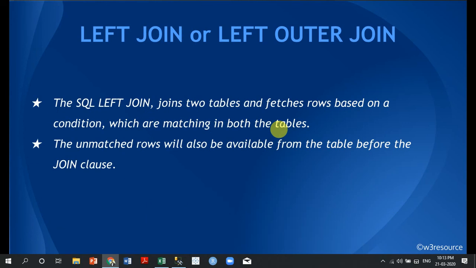Now moving towards the next, the left outer join. Instead of inner join, we are going to discuss left outer join. What does left outer join mean? It is also called the SQL left join. It joins two tables and fetches rows based on a condition which are matching in both the tables. That means you will get the records which are matching in both tables, but unmatched rows will also be available from the table before the join clause.